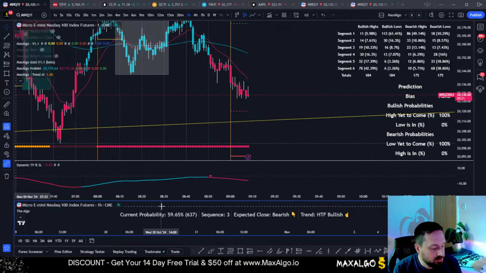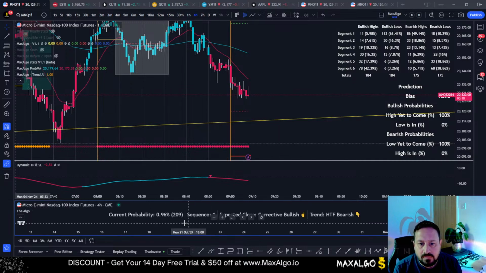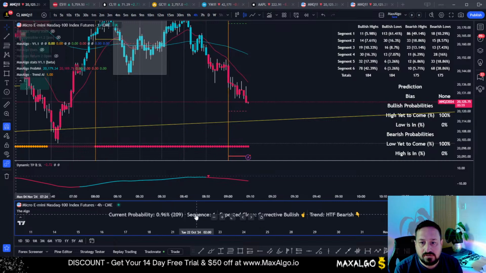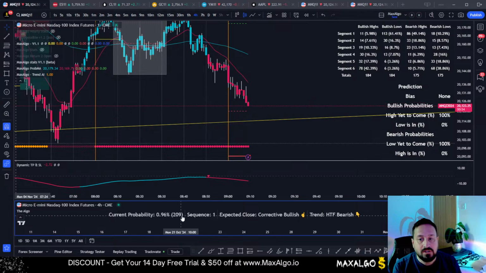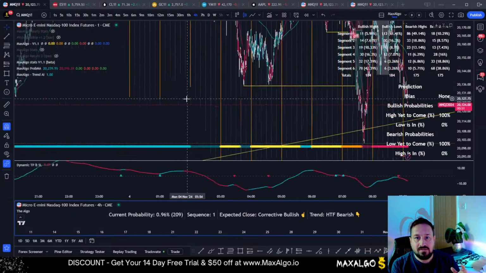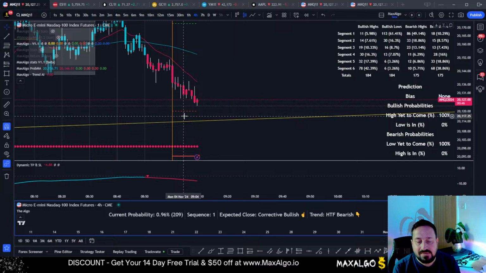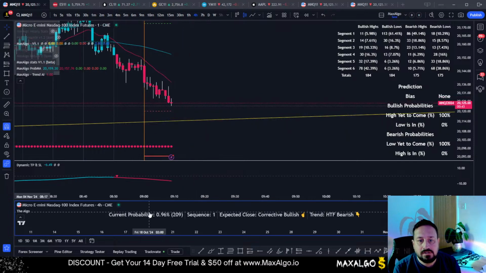So I can go up to the 4 hour and, okay, right now on the 4 hour, we're corrective bullish. So of the 209 times we were corrective bullish, less than 1% of them actually closed bullish, which means we have a much higher probability of being bearish for the next 4 hours, right? It's based off of what's happened during this price that we have, not what happened 10 years ago. You can see it playing out now.